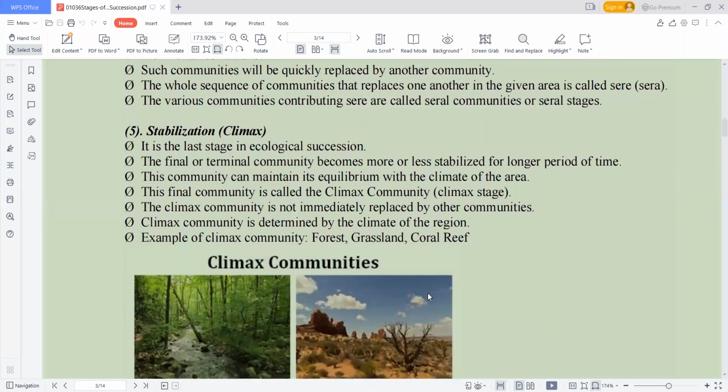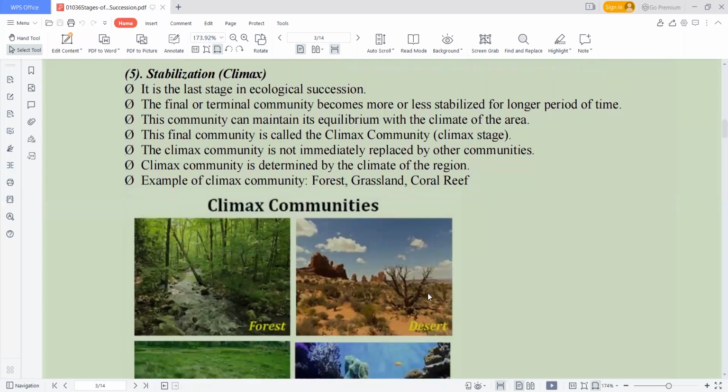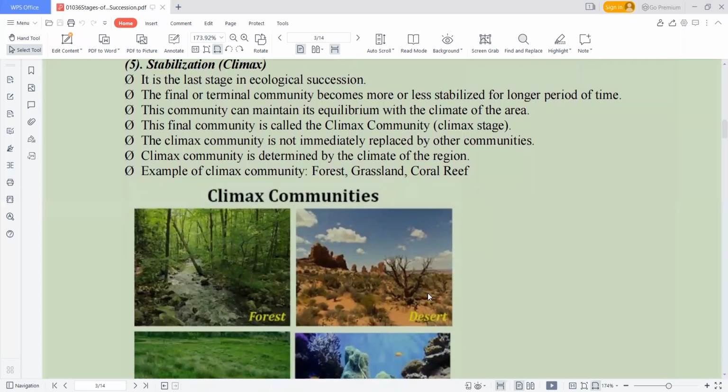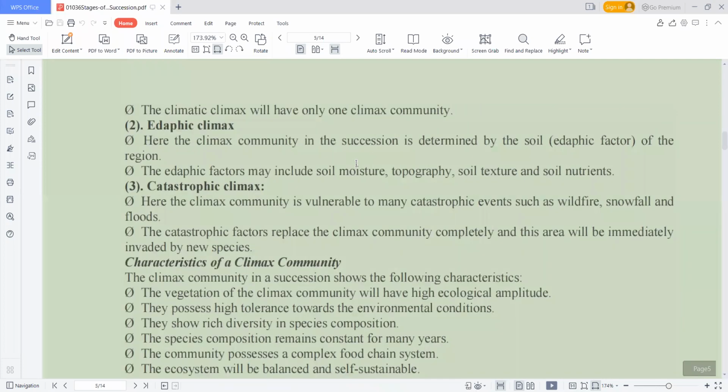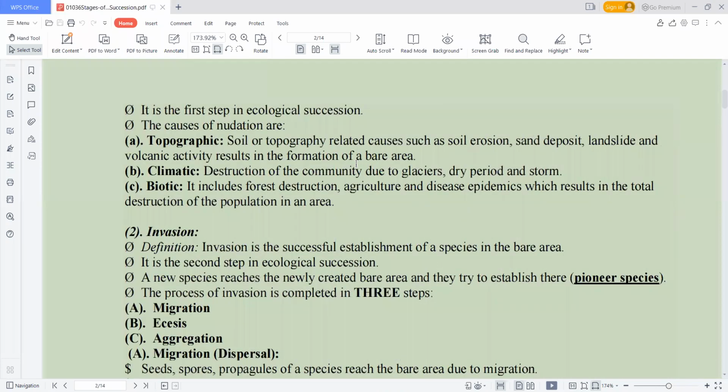Finally, there is stabilization. It is the last stage in ecological succession, and the final or terminal community becomes more or less stabilized. It will remain for a longer period of time and maintain its equilibrium with the climate of this area. They can survive in this area and cannot be replaced by other communities. The climax community is determined by the climate of the region. Examples of climax communities are forest, grassland, and coral reef. They will stand for many years. So this is about the process of ecological succession.